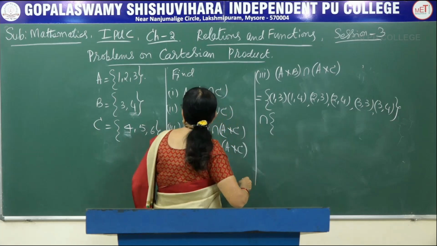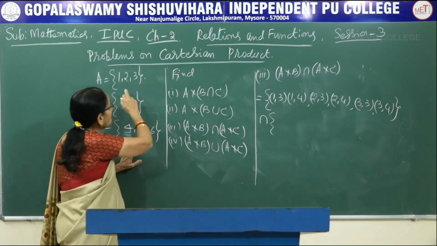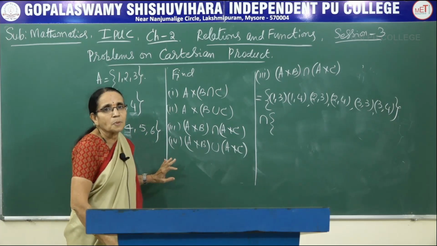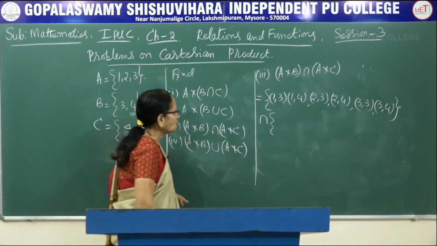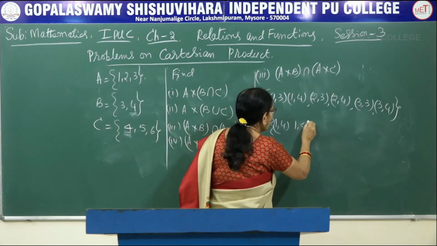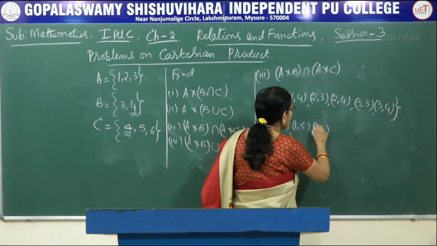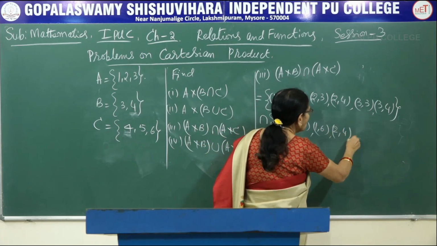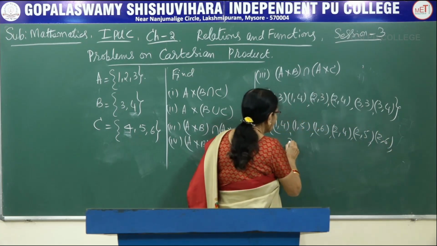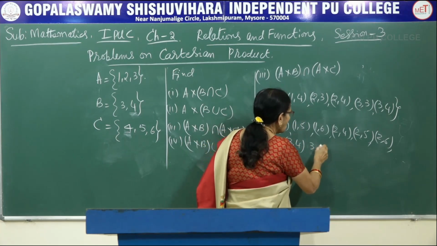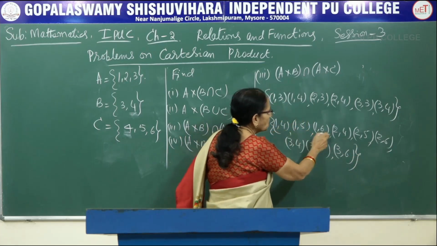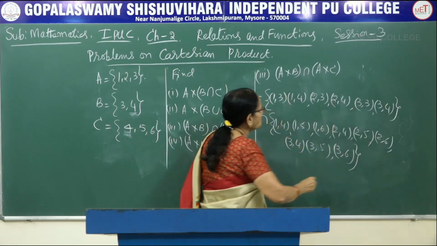Intersection A cross C. Look here, A has 3 and C has 3. So 3 into 3, there would be 9 elements. Carefully you combine them. It is (1,4), (1,5) and (1,6). Then with 2: (2,4), (2,5) and (2,6). Then (3,4), (3,5) and (3,6). So we got here 9 elements, and there are 6 elements in the first set.